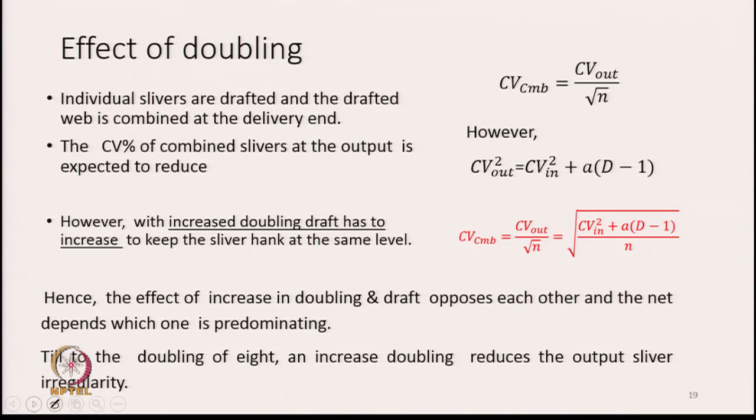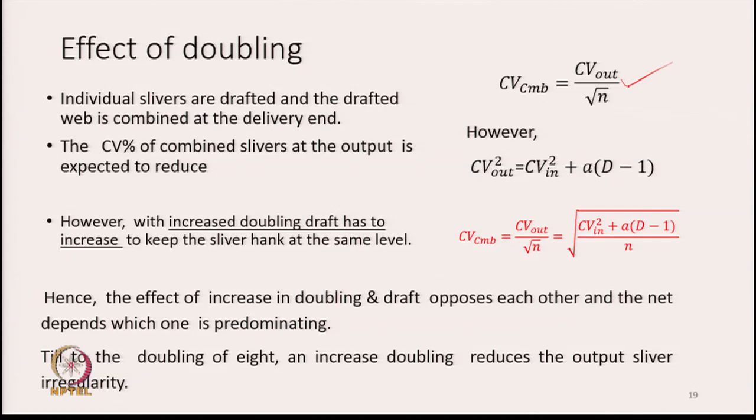The CV of the combined slivers at the output is expected to reduce following the doubling rule, as shown by these equations: the combined CV will be the CV of the material in the output divided by root n, if n of them are combined together. So, CV out by root n is going to be the combined CV of the output slivers.